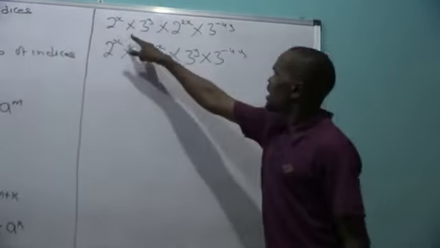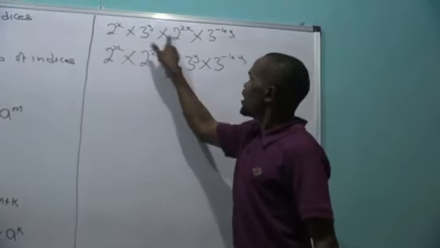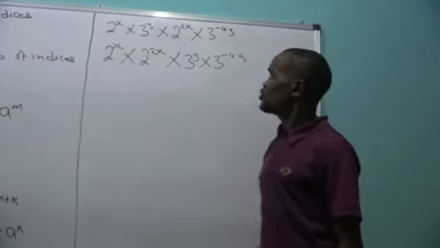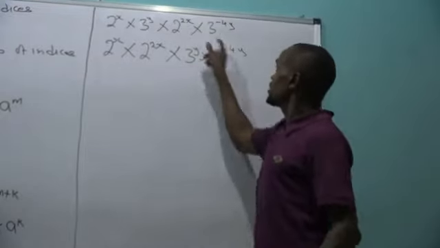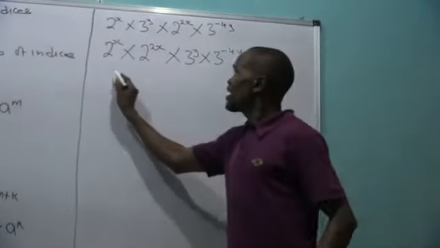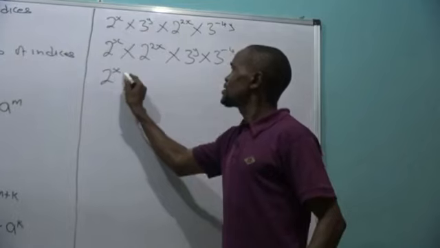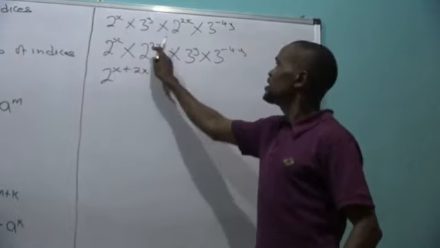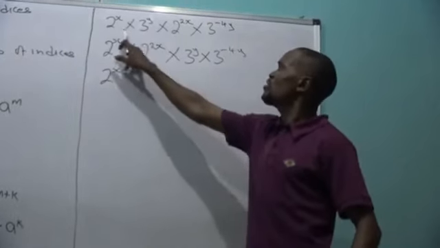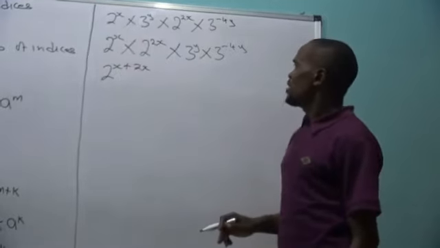Looking at this, I have this here, and I have this and this here. I have to bring it together for you to understand. This and this, I have to bring it together. So now I have this to be what? 2 raised to power x plus what? 2x. I'm adding their power now. They are multiplying together and they are of the same base. Are you getting what I'm saying here?